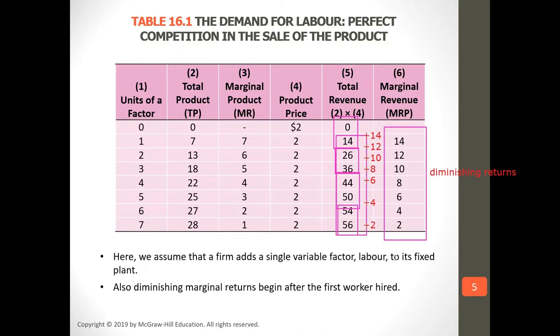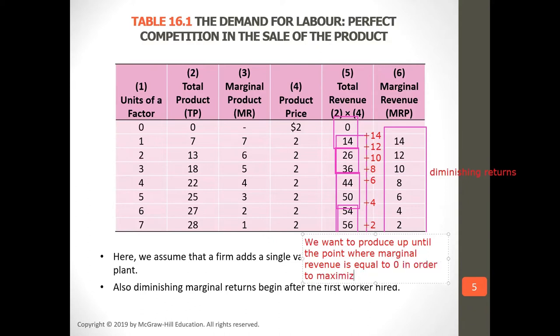And then we want to produce up until the point where marginal revenue product is equal to zero, in order to maximize revenue. This is only to maximize revenue, not profit, because maximizing profit is a different calculation here.